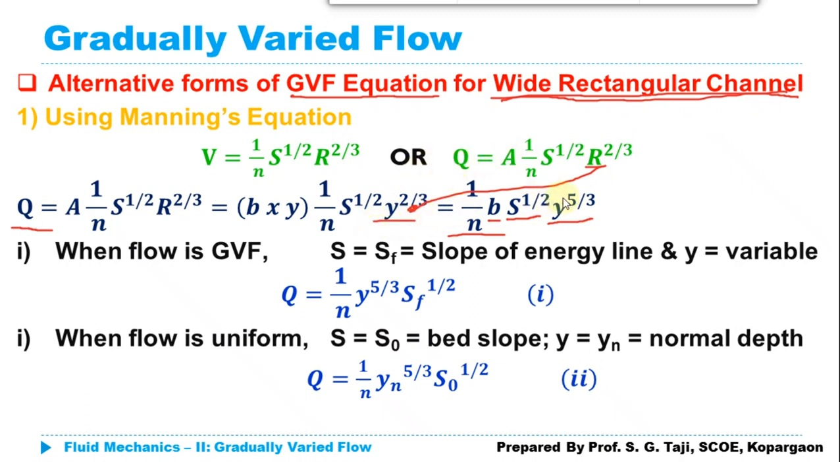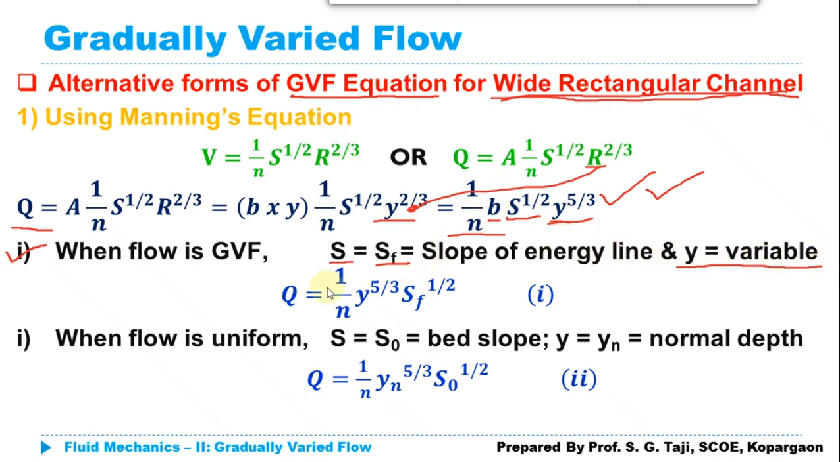Now there may be two conditions. Basically, we can consider that this equation will be applicable for the uniform flow condition and for the gradually varied flow condition. Now we will consider both conditions. First, when flow is gradually varied flow, the slope in this equation can be written as the slope of the energy line, and this y will be variable because our depth of flow is going to change along the x direction.